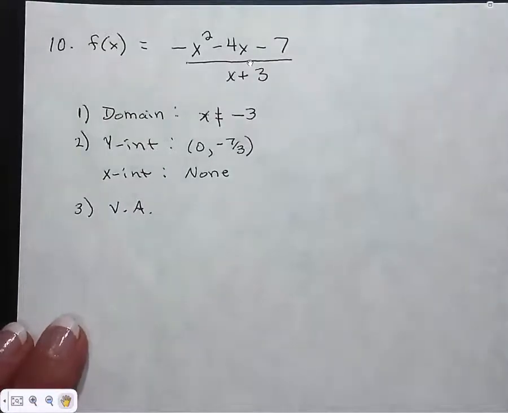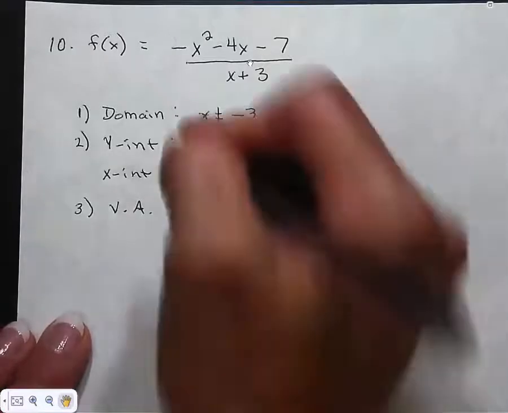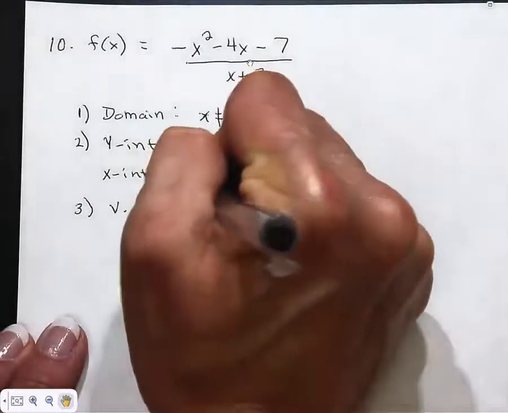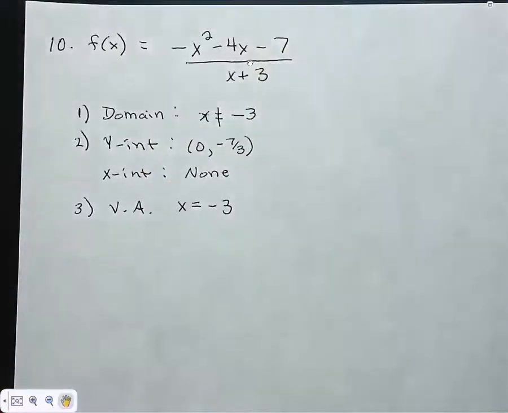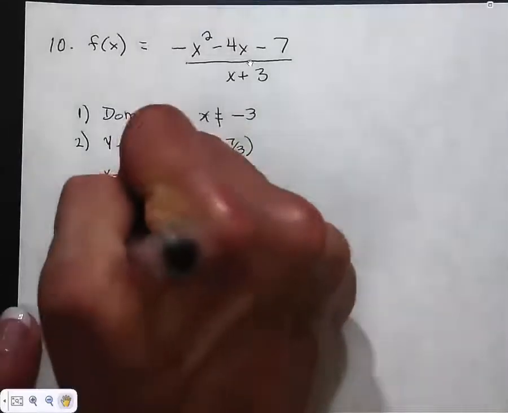Since I can't cancel out that x plus 3 in the denominator, the vertical asymptote is x equals negative 3. Make sure you're giving me an equation, not a number. Negative 3 is not a vertical asymptote. Negative 3 is a number. X equals negative 3 is a vertical asymptote. What about horizontal asymptote?